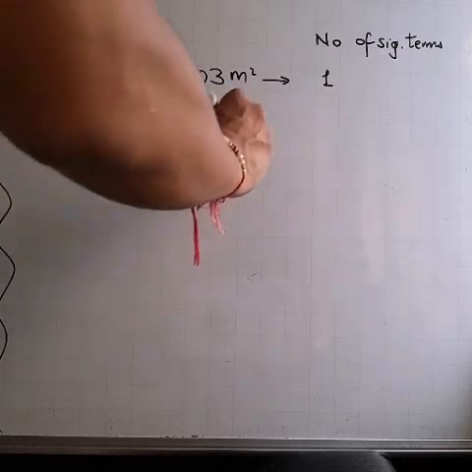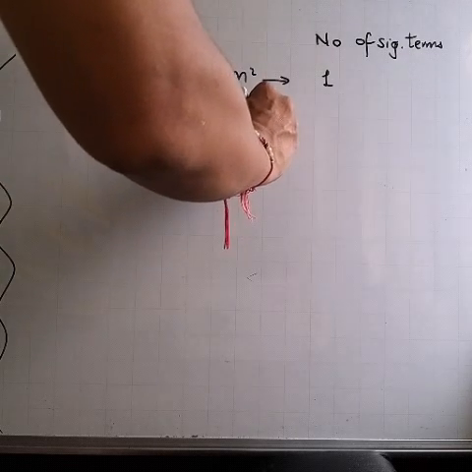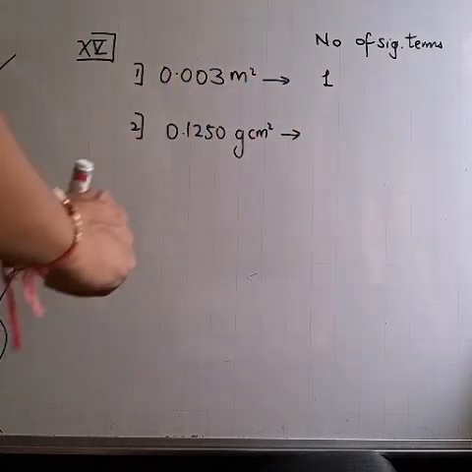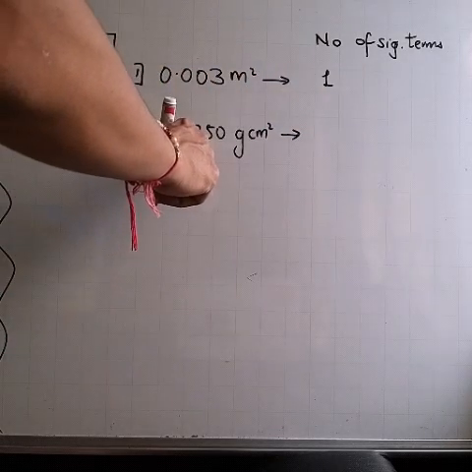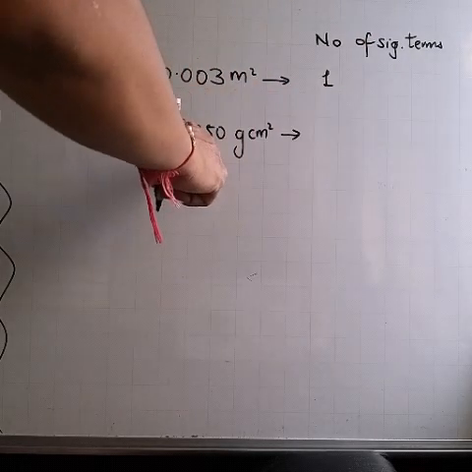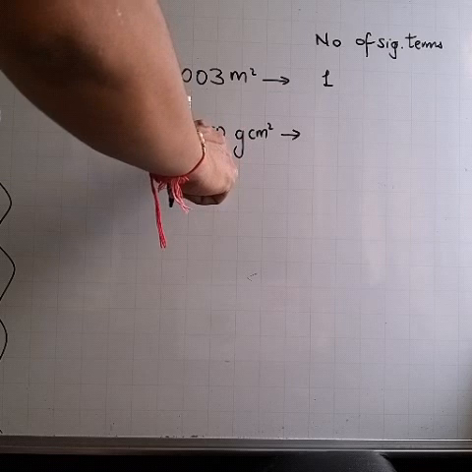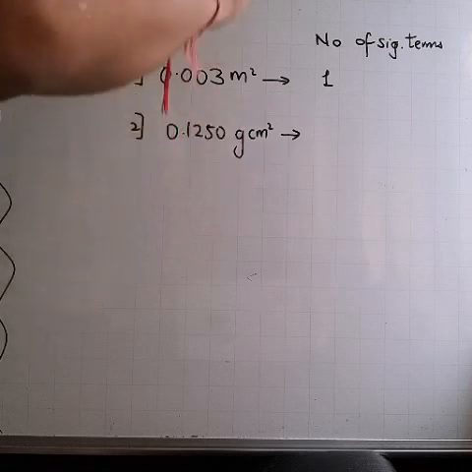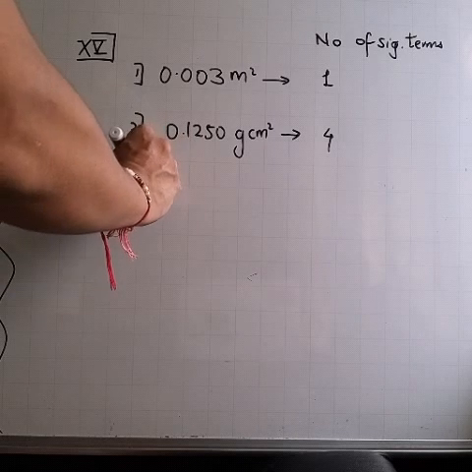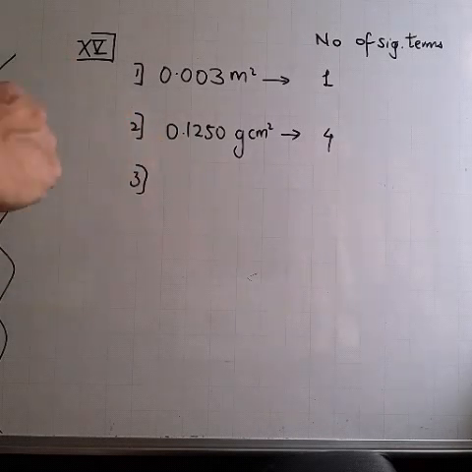Second case is 0.1250 gram centimeter square. Now after the decimal, the non-zeros are there, and this 0 is lying after the non-zero terms, to the right hand side. So all these 4 terms will be significant. So the answer is 4.